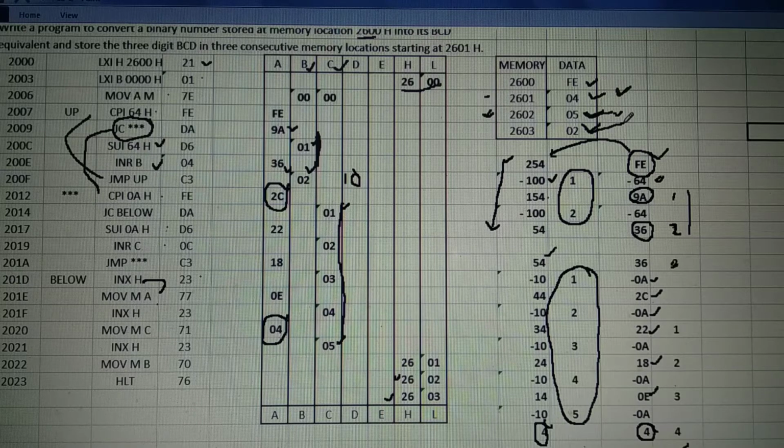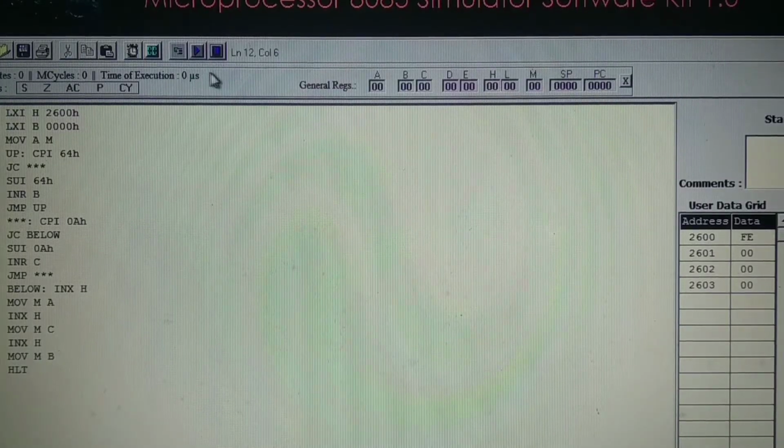This is the simple program. Once you understand the logic behind it, the program is very easy. Now we have to execute the program. Here is the program that converts binary to BCD. I will execute this program for a few steps one by one and then directly.